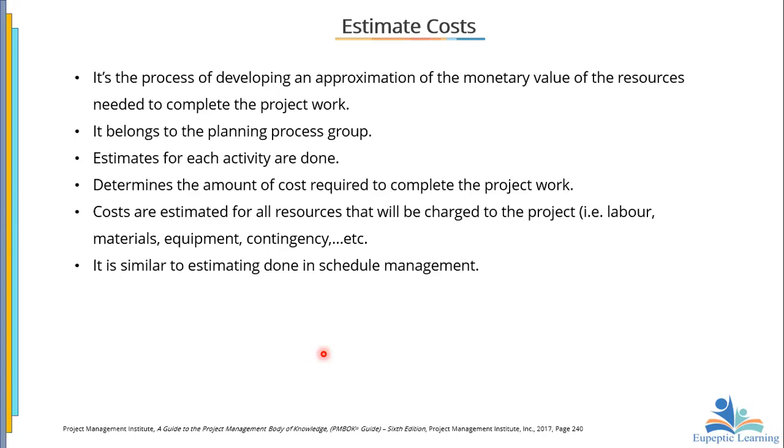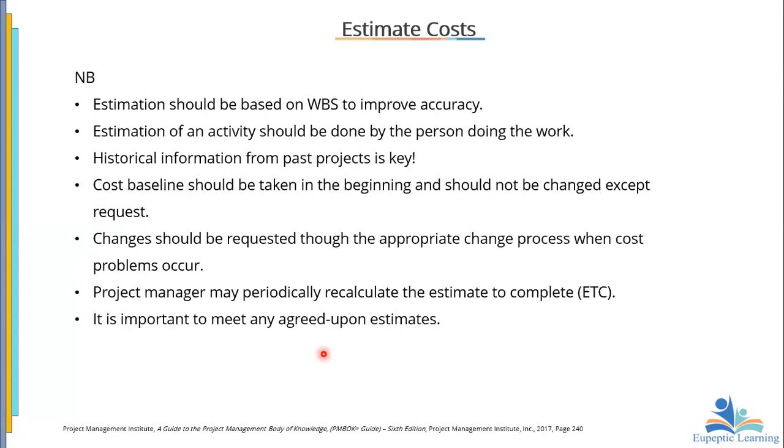We are saying that is the process of developing an approximation of the monetary value of the resources needed to complete the project work. Now, estimates for each activity are done. It determines the amount of cost required to complete the project work. Costs are estimated for all resources that will be charged for the product and for the project. So we look at labor, materials, equipment, contingency, etc. Now, estimating cost is similar to the type of estimation that is done in schedule management. Very, very similar. We should note that estimation should be based on the WBS to improve accuracy.